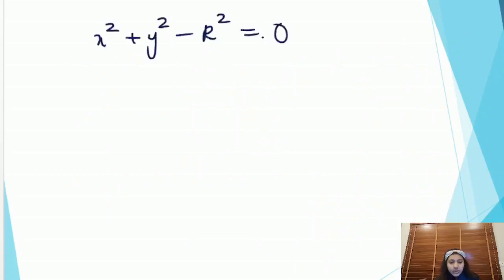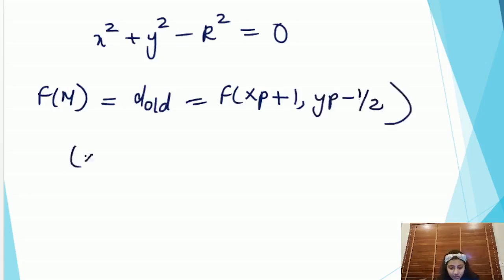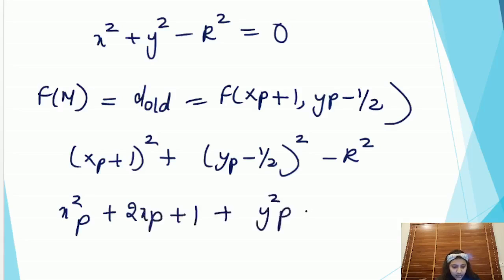So our d old is, we have seen that the circle equation is x square plus y square minus r square equals 0. So calculating our first midpoint, this is the value of our d old, and the coordinates of the midpoint are xp plus 1, yp minus half. So substitute the value in the equation. This will be xp plus 1 whole square, yp minus half whole square minus r square. This becomes xp square plus 1 plus 2xp plus yp square plus 1 by 4 minus yp minus r square.